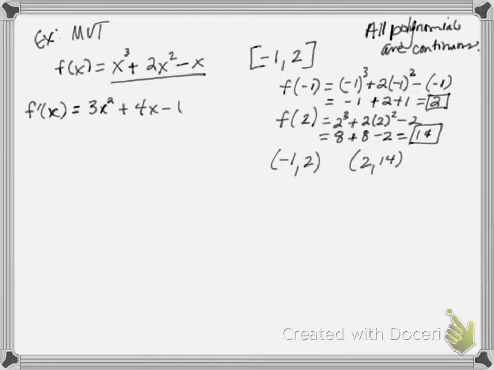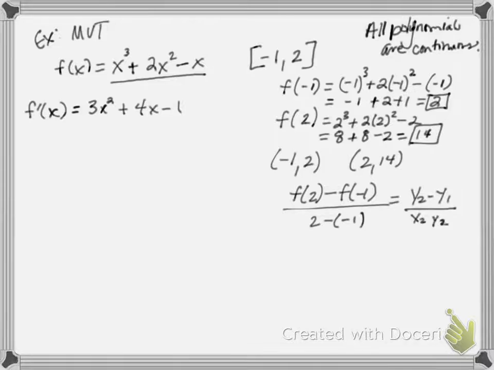I'm going to find the average rate of change. So I'm going to use my slope formula. Normally you say f of 2 minus f of -1 over 2 minus -1. It's the same thing as saying y sub 2 minus y sub 1 over x sub 2 minus x sub 1. Okay, 14 minus 2 over 2 minus -1. So it'll be 14 minus 2, which is 12, over 2 plus 1, which is 3, and that gives me 4. So my average rate of change is 4.